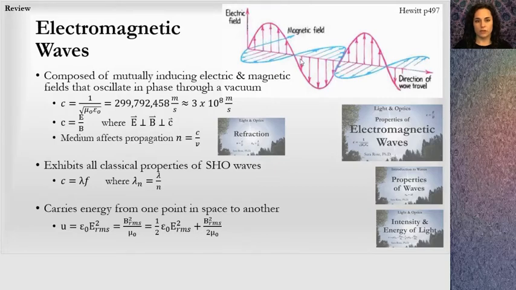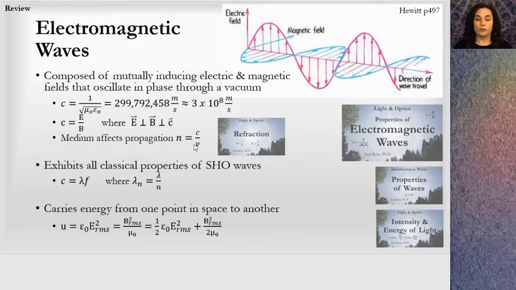Here's the electric field and the magnetic field. They oscillate in simple harmonic motion through time in the direction of the wave travel. And so we know the speed of light is here. It's derived by Maxwell's equations. The electric field and the magnetic field are related to the speed of light, and their vector orientations have restrictions as well. The medium affects the propagation.